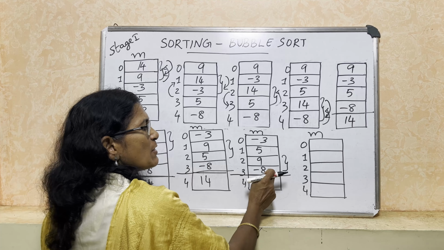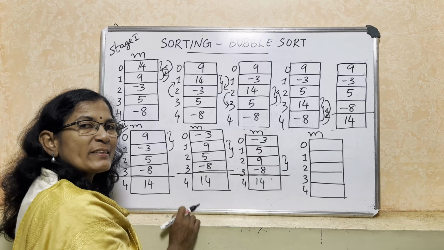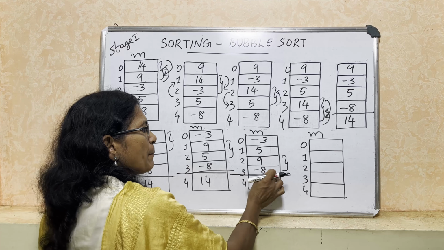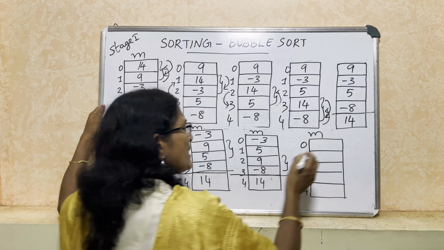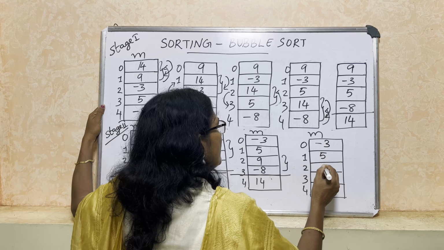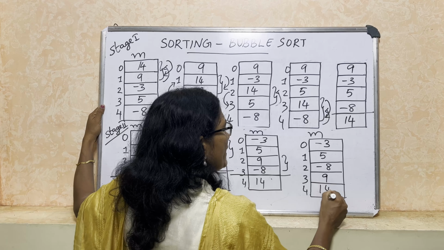So minus 8 will be shifted to index number 2 and 9 will be shifted to index number 3 with the help of a temporary variable. So after the swapping operation, the resultant array will be minus 3, 5, minus 8, 9 and 14.